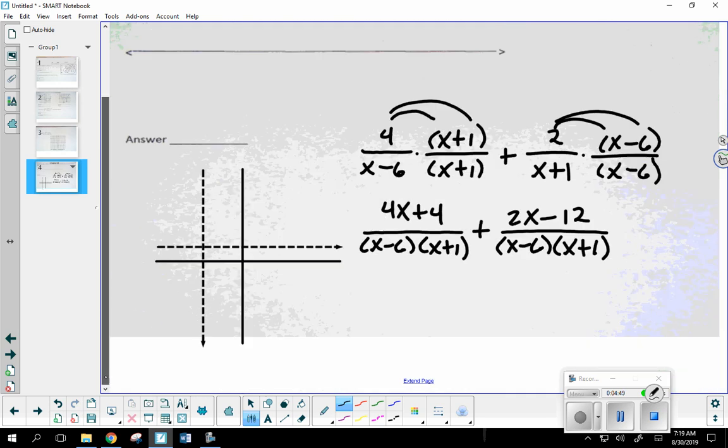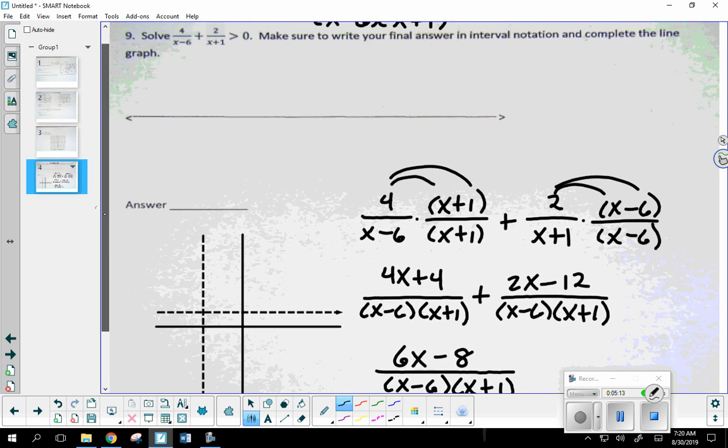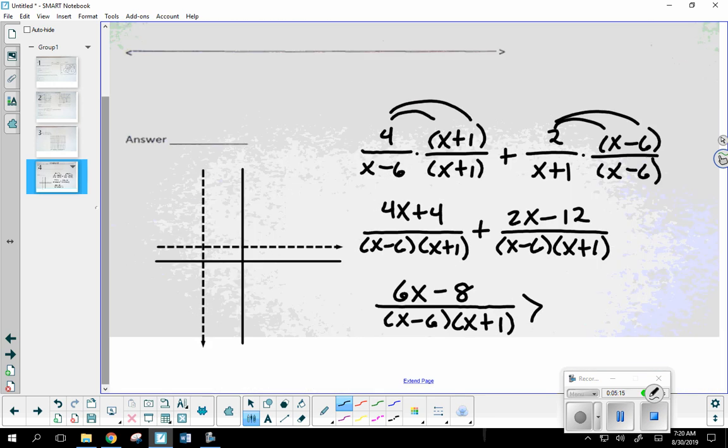Now that I have the common denominator, I can combine them into one single fraction. So I'm going to do this all in one step. So x minus 6, x plus 1. So it looks like we're going to have 4x plus 2x will give me 6x. 4 plus negative 12, so that's a minus 8. All right, so we've combined them into one fraction, and this is greater than 0.